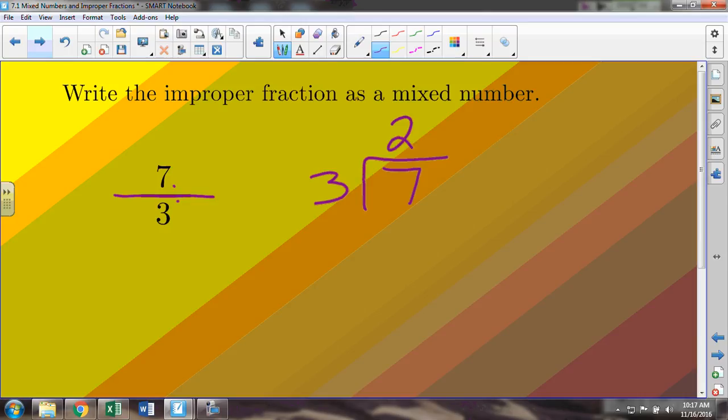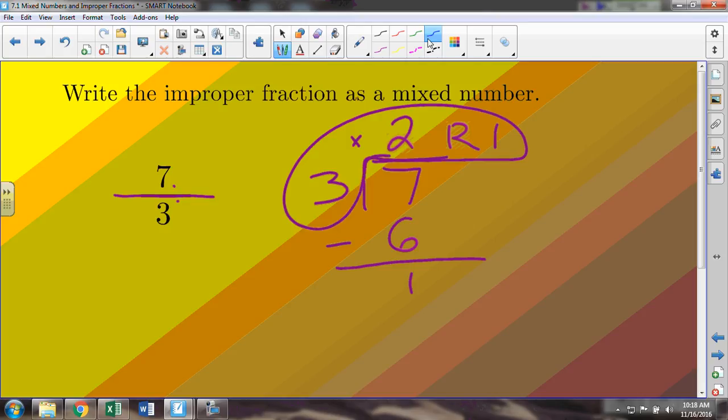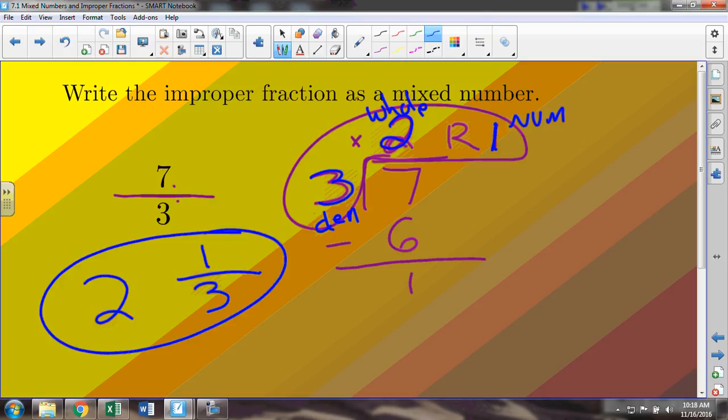Goes twice. So when we take 2 times 3 and get 6, we get a remainder of 1. This piece right here tells us everything that we need to get our answer. That part is the whole number, 2. The remainder is your numerator, the top number. And the number that you originally divided by, that's the denominator. There's our answer, 2 1/3. And it's based simply on dividing.